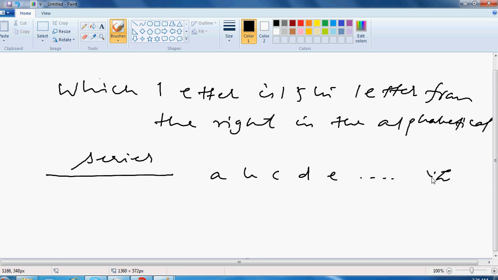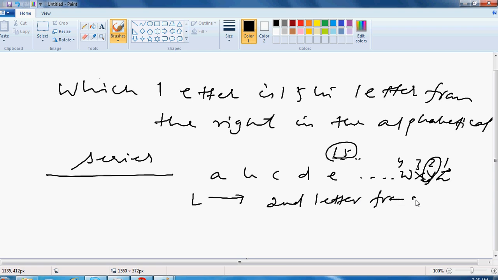Like if I go on writing Z, Y, X, W, and go on counting, first, second, third, fourth, which letter will come to the position of 15? If you have already gone through the previous video, you might know that the 15th letter from left to right, I mean from A to Z series, will be O. Now from right to left, what will be the letter? Let me just check. Now if the question comes which is the second letter from right, it is Y.